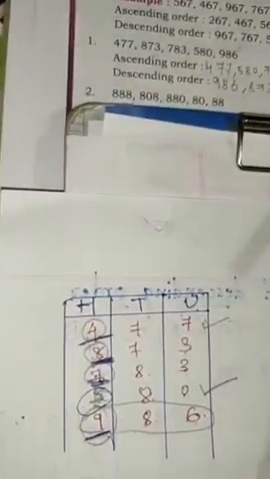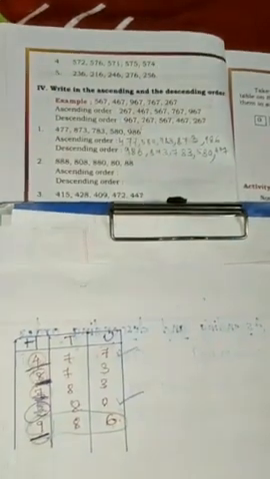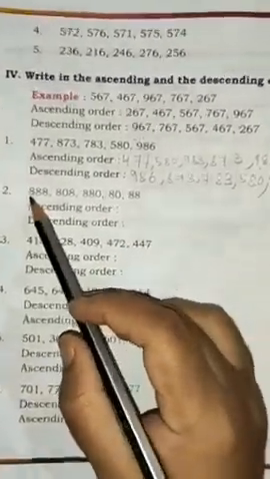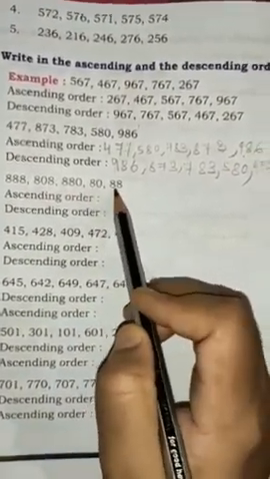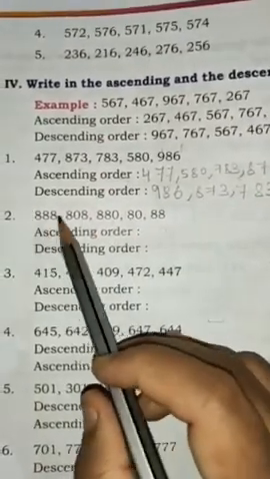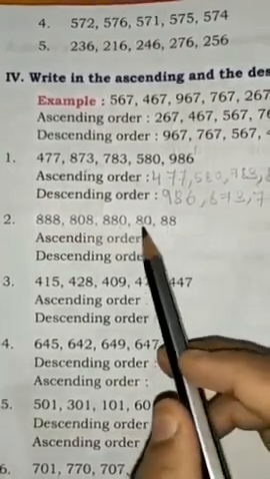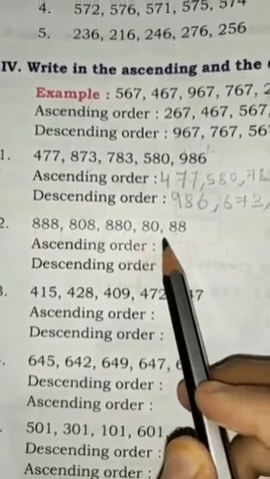So 477. Here what we have done, we have started the numbers from the biggest to small in descending order, whereas in ascending it is from small to big. Right, children? Okay. Now let's come to the second example. 888, 808, 880, 80, 88. Here you can see that these three numbers are three-digit numbers, 1, 2, 3. Whereas these two, 80 and 88, are two-digit numbers, 1, 2, which you have learnt in the second standard, right?